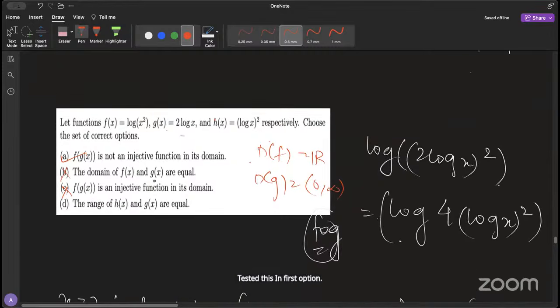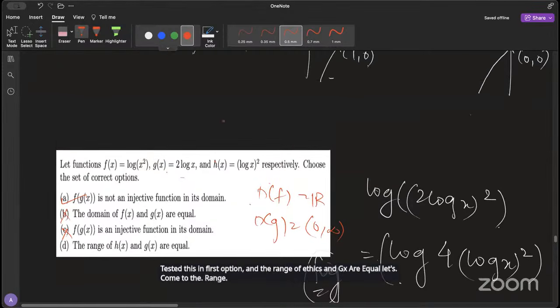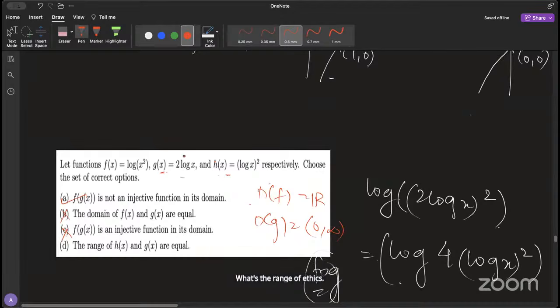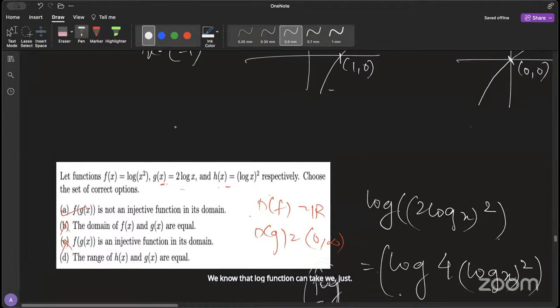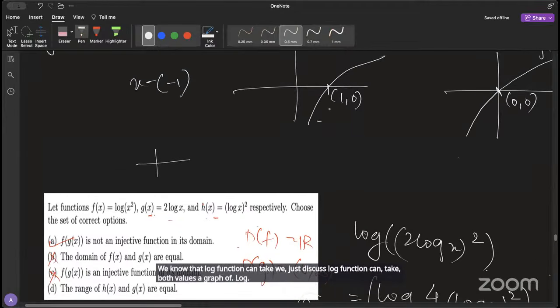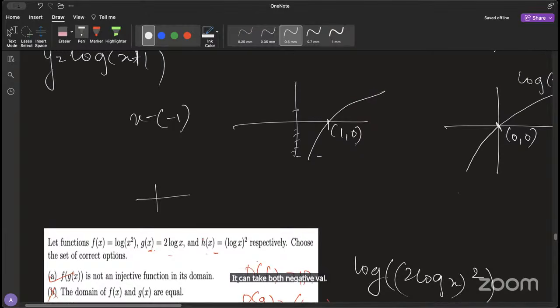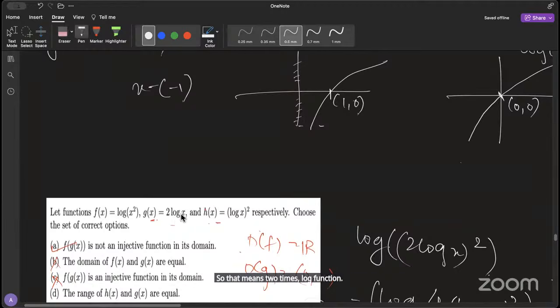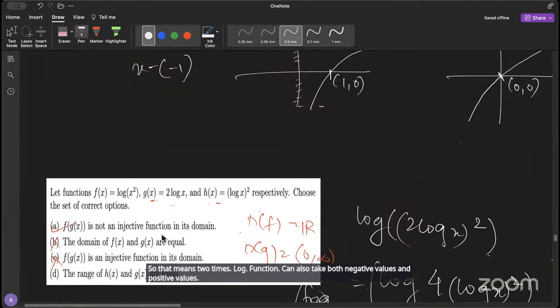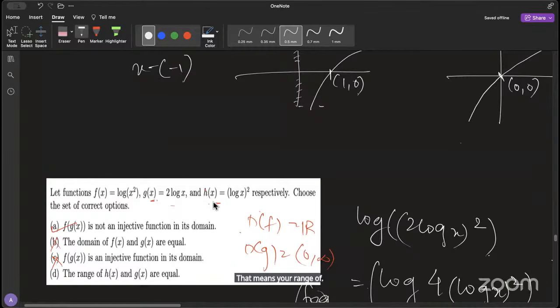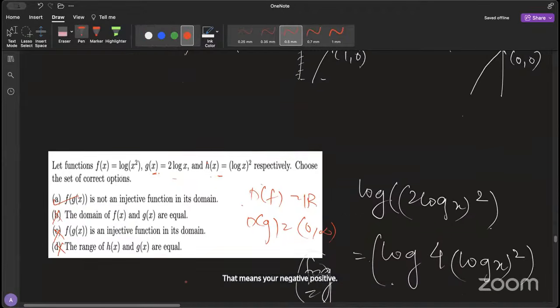Then the range of hx and gx are equal. Let's come to the range of hx. This is hx and this is gx. What's the range of hx? We've just discussed that the log function can take both values. The graph of log looks like this. It can take both negative and positive values. So 2 times the log function can also take both negative and positive values. That means your range of g has both negative and positive values, but your range of h will only have positive values. That's enough to conclude that the range of both of these is different. Is this okay?